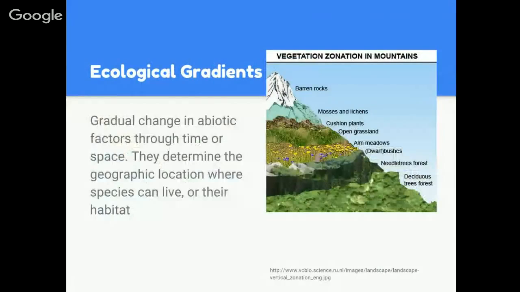Ecological gradients are gradual changes in abiotic factors through time or space. They determine the geographic location of where a species can live, or their habitat. And so we can see different ecological gradients within this mountain diagram here.